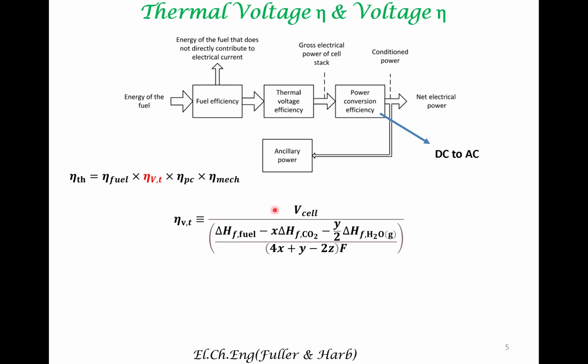And why do you call it thermal voltage efficiency? Because this is associated with heat release, right? As opposed to free energy of combustion, enthalpy of combustion is associated with heat release. Therefore, this term is called thermal voltage efficiency. We had already defined another efficiency in the previous lectures. That is the efficiency of the fuel cell. How did we define that? We defined that in terms of this quantity. This is associated with this quantity.